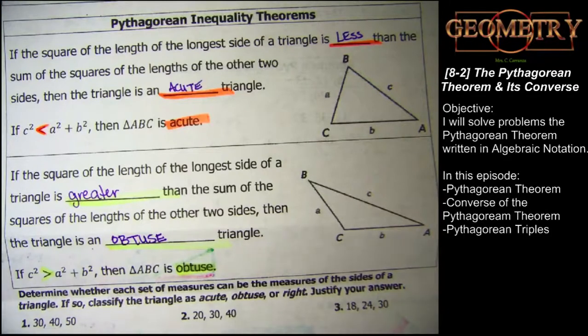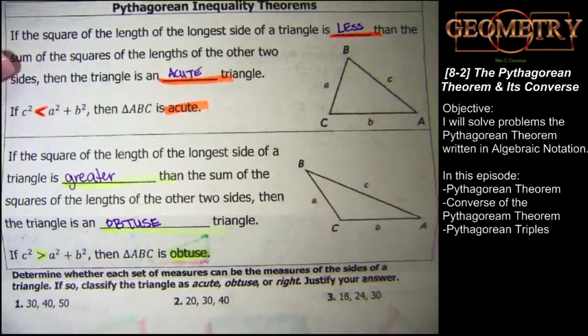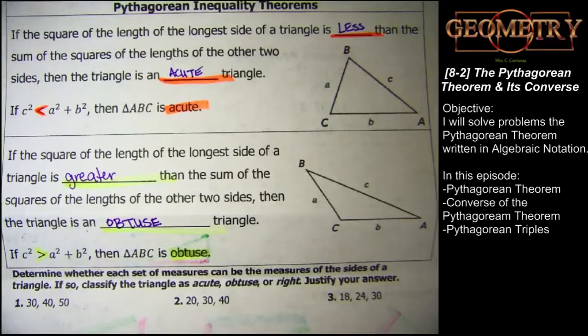We're going to do a squared plus b squared, c squared, and then we're going to compare them. If they're equal, we say it's a right triangle. If they're not equal, we're going to look to see which one is bigger or smaller. If the long side squared is smaller, we call the triangle acute. If the long side squared is bigger, we call the triangle obtuse.